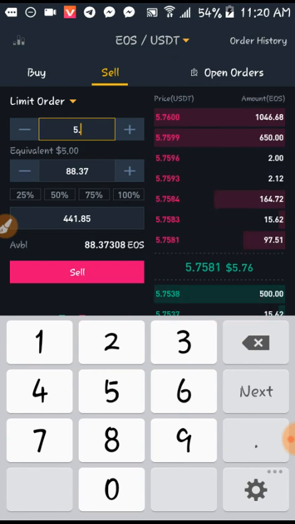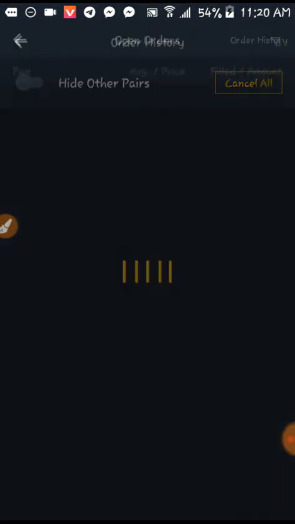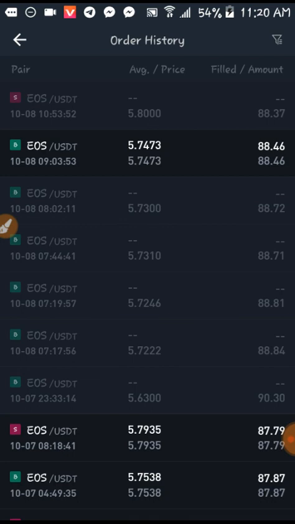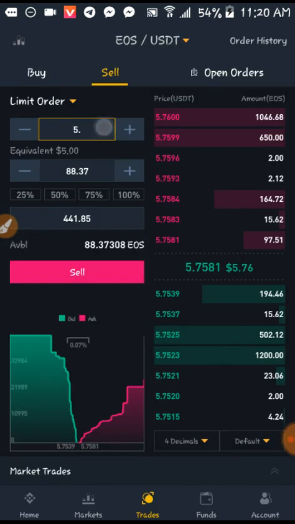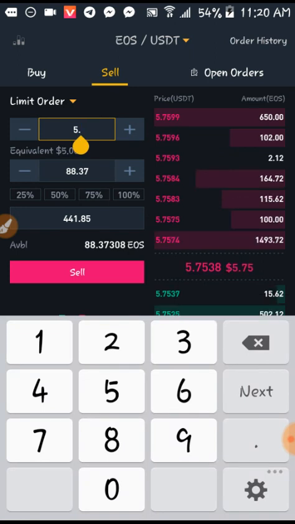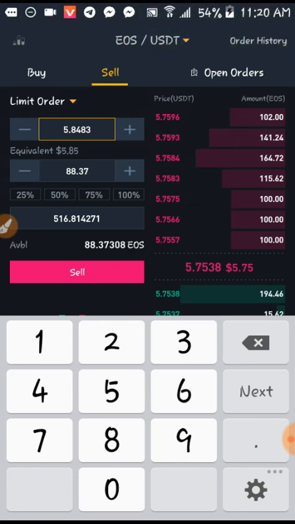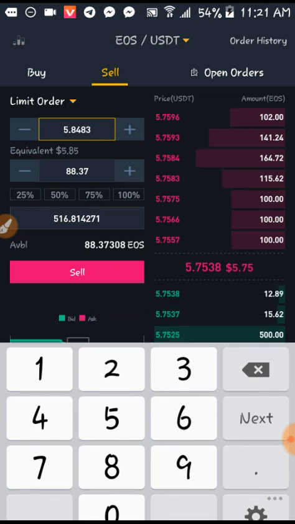Okay, so you decide that you bought at 5.7473. You can come back here, you bought at 7473, you can put 8483. You see that you want to gain 1000 satoshi. 1000 satoshi is approximately $10, because I said 100 satoshi is $1. So 1000 satoshi will be $10. So that is just it.